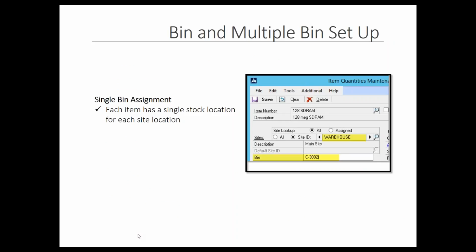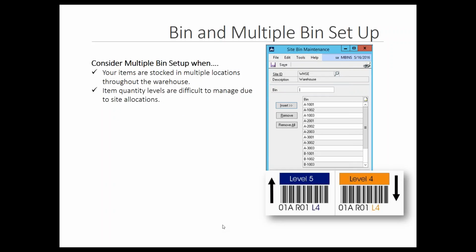So the first thing I'd like to talk about is multiple bin tracking. You do have the ability in Dynamics on your item quantity maintenance cards to actually identify for each site a designated bin for that item. We will display that in our handheld as well, so you don't have to have multiple bins to take advantage of that. However, as soon as you have multiple locations where that inventory ends up being stored or stocked in the same site location, you may want to consider going to multiple bin tracking in Dynamics.